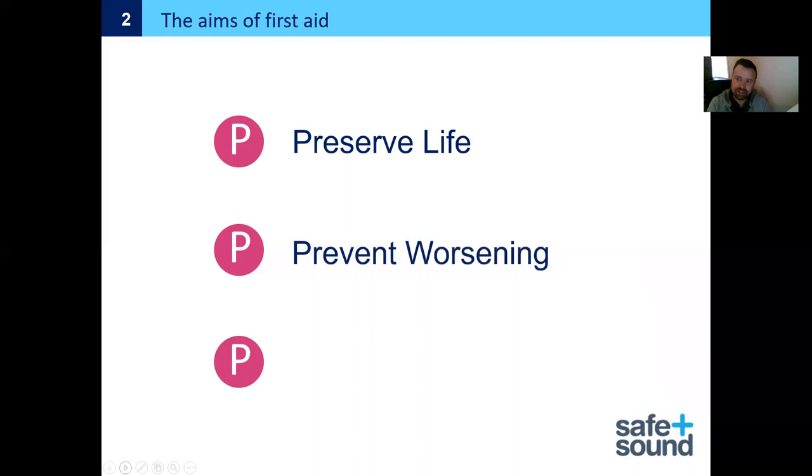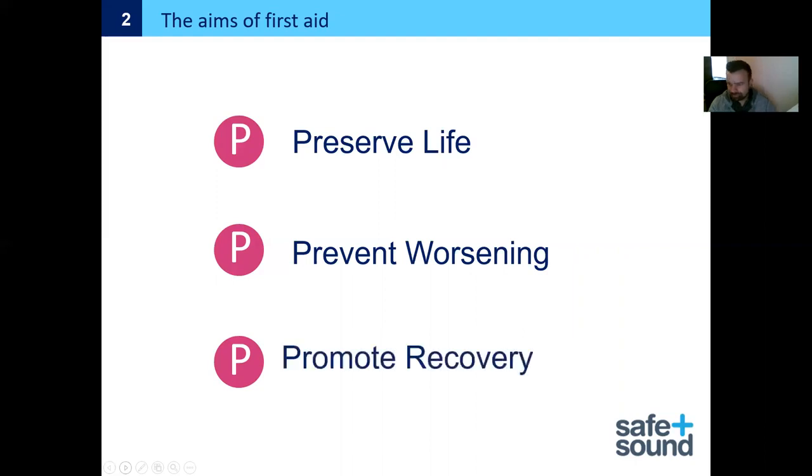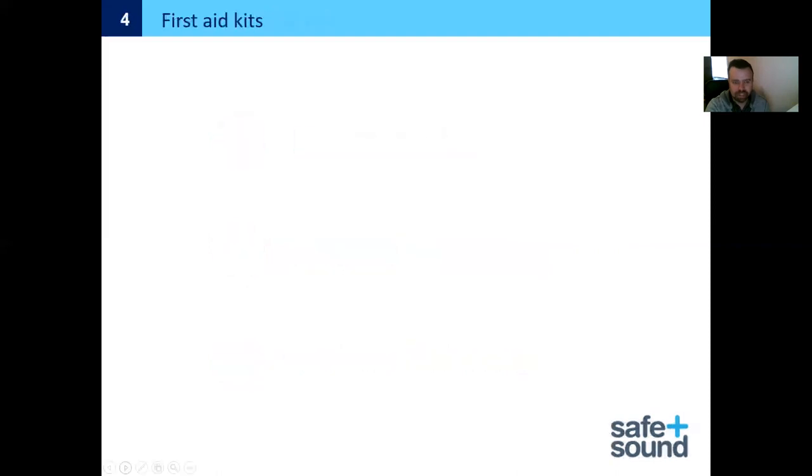I'm going to prevent the condition from getting worse. So I'm going to look for signs of deterioration, or I want to stop signs of deterioration. And then finally, the bit that we all hope we get to, promote recovery. Here we're looking at making sure that the person is able to see signs of recovery. And you've heard me talk about recovery quite a lot.